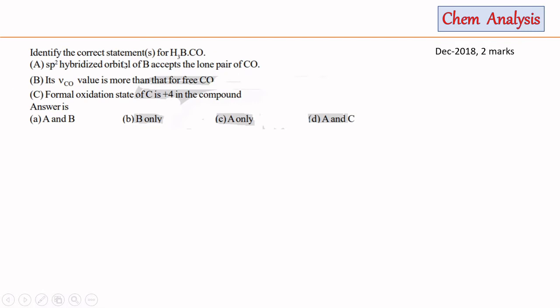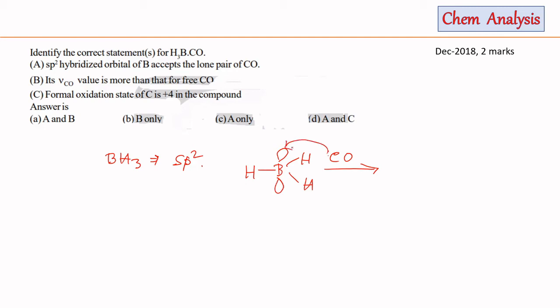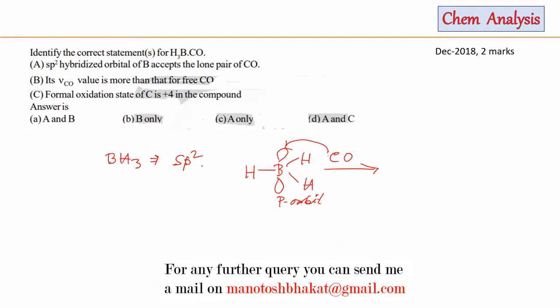Now here we have to identify the correct statement, or multiple correct statements may be possible, for this BH3CO complex. The first option is: sp2 hybridized orbital of boron accepts the lone pair of carbon monoxide. Now in BH3 the boron is sp2 hybridized, and all 3 sp2 hybridized orbitals form 3 sigma bonds with the 1s orbitals of the hydrogen atoms, and there is one p orbital that is vacant, and in this p orbital carbon monoxide can donate a lone pair. So BH3 will accept a lone pair from carbon monoxide in its vacant p orbital, not the sp2 hybridized orbital. So the first option is not correct.